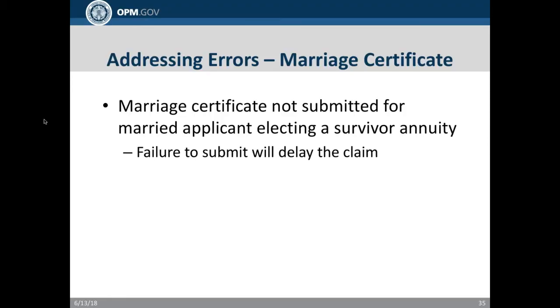And so now we're going to look at the third most common error, which is the marriage certificate not being included with the application. We have to have that if the retiree is electing to provide a survivor annuity. If the marriage certificate is not there, it will delay the claim, and we will have to reach out to the annuitant to obtain that. And it can be a copy of the marriage certificate.